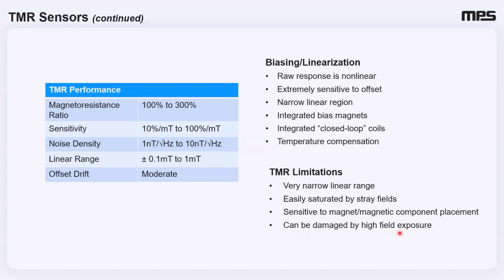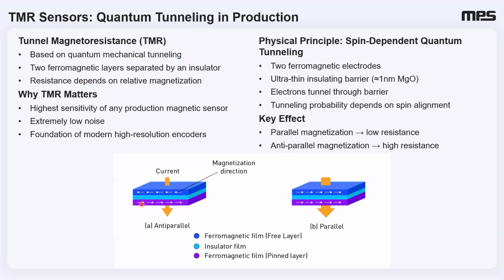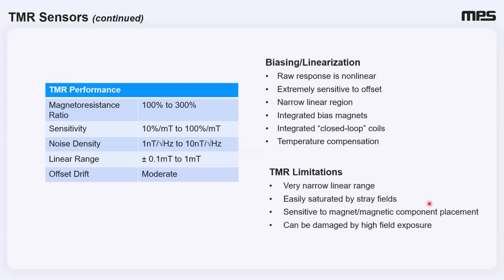So MPS has a magnetic angle sensor, the MA600, that uses TMR. And on the data sheet, we say don't expose it to more than 200 millitesla. Now, 200 millitesla is a lot of field, but if you do, you can actually damage this pinned layer or re-magnetize this pinned layer, and then you get INL issues and resolution issues.